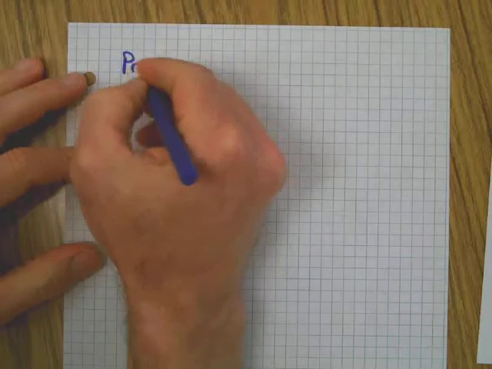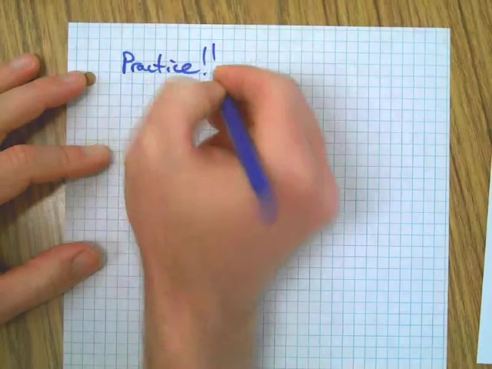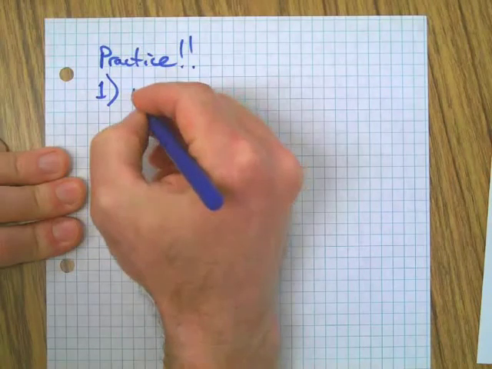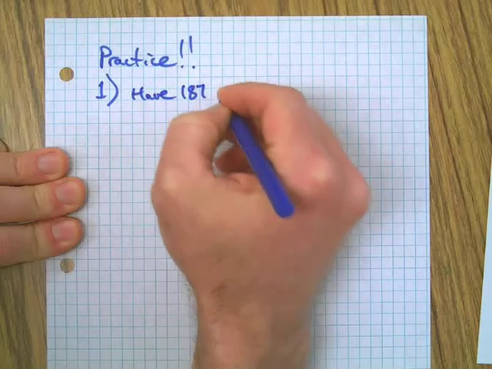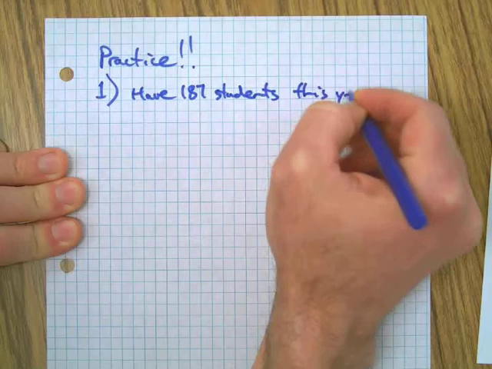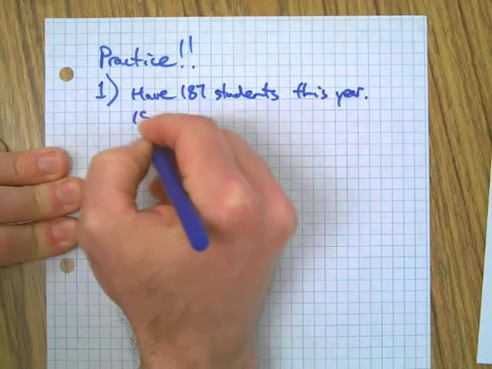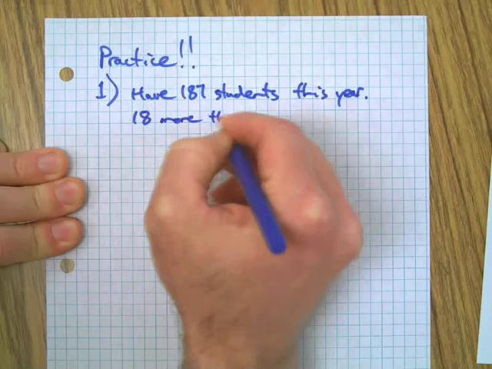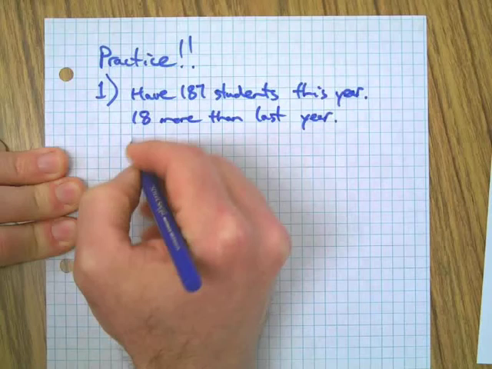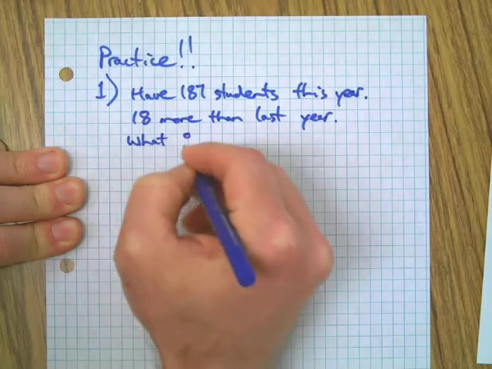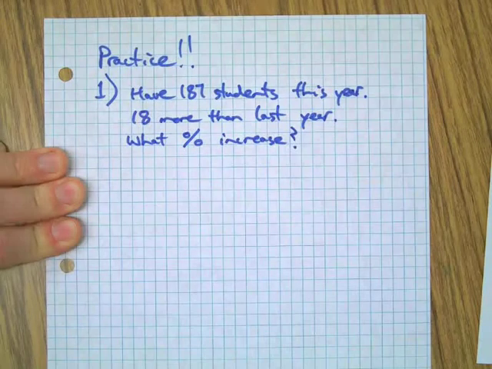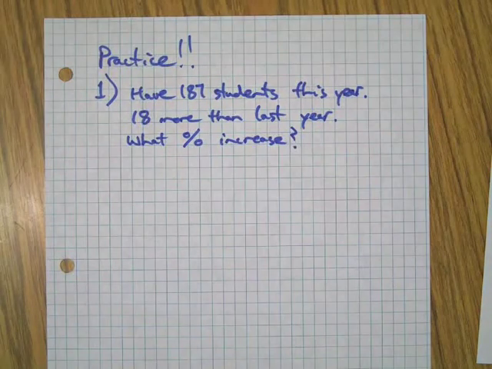Problem number 1. So here's the practice. Okay, let's say I have 187 students this year. That is 18 more than last year. What is the percent increase? Okay, you can start working on that one.